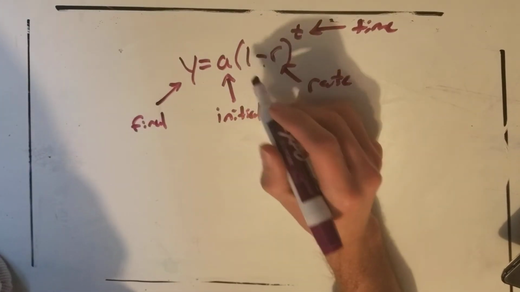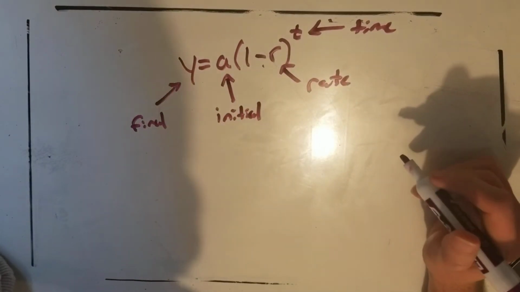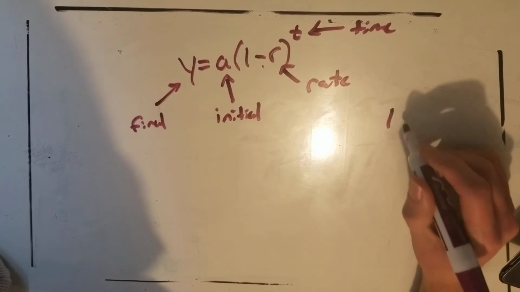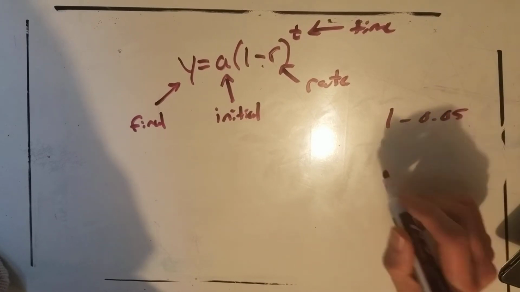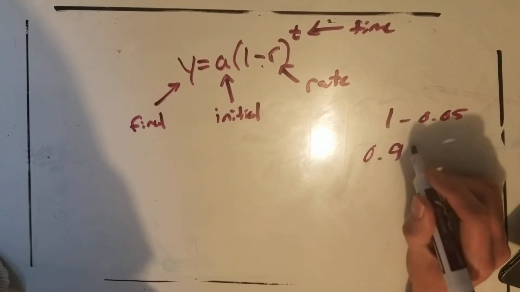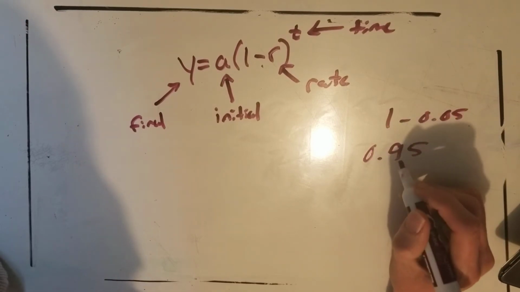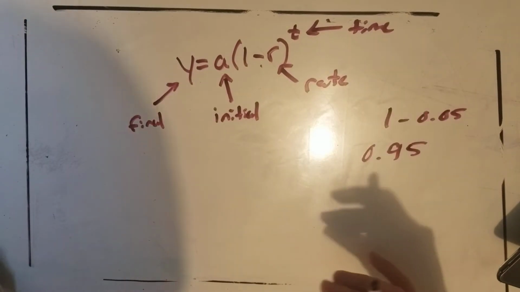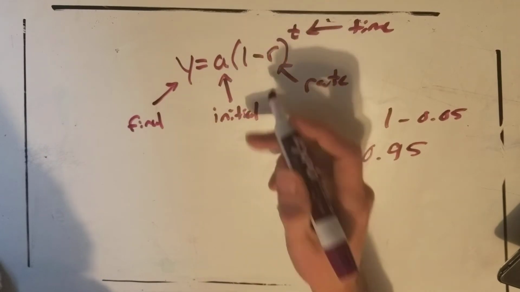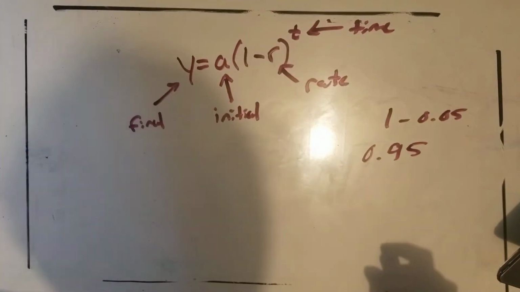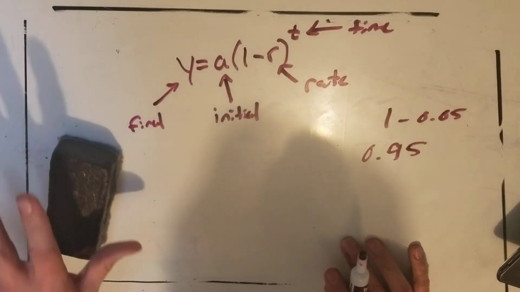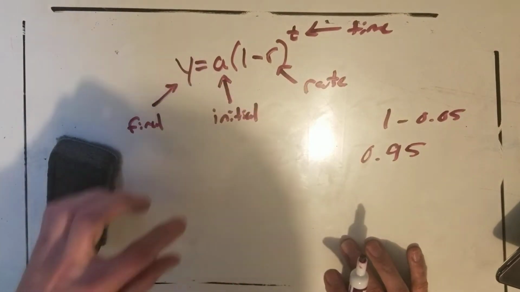So if this is 100% and you're decreasing by 5% every day, well, that would be 1 minus 0.05. So it's going to be 0.95. That's what you're decreasing by. It's less than 1, so it's going to be a decay function because you're going down. That's why you're going to have a minus whatever the rate is. And that's every part of the equation that we'll use. We can substitute in what we know to find a missing part.